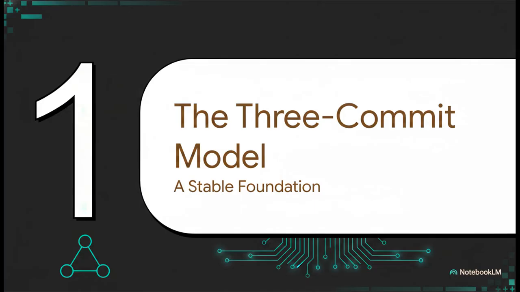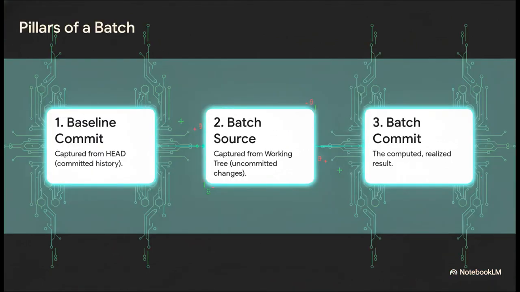Okay, so first things first, everything, and I mean everything, starts with a foundation, the 3 commit model. Every single named batch you create lives inside this framework. If you get this, you'll get how the whole system works. So what is it? Well, the model uses 3 different Git commits to create a super stable frame of reference for all your changes. Just think of them as 3 pillars that create this fixed, reliable space for you to work, even when your files are a total mess.